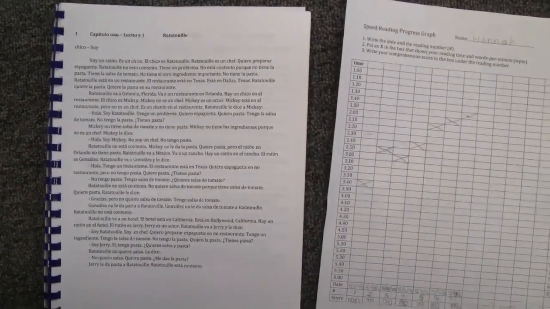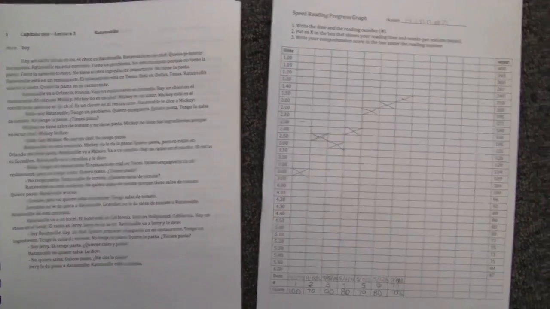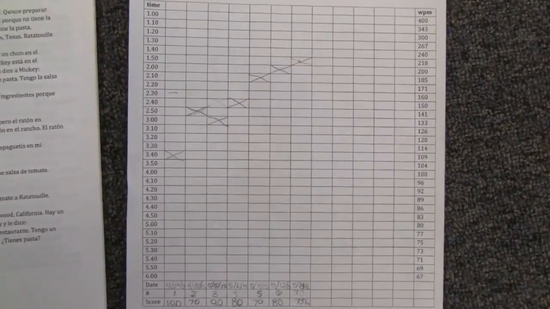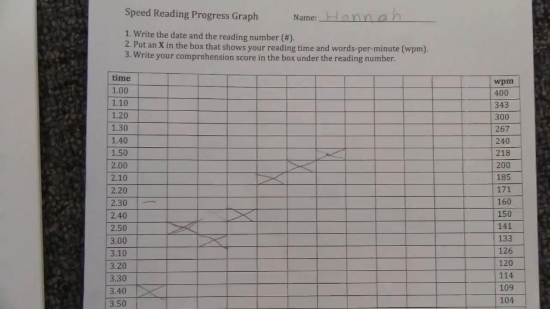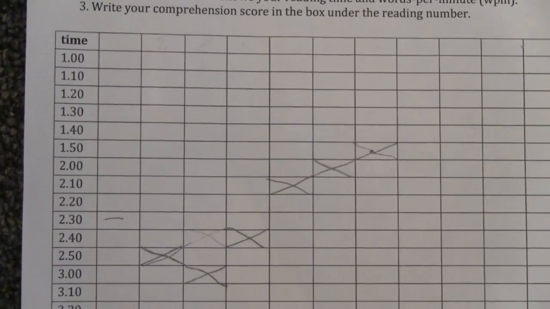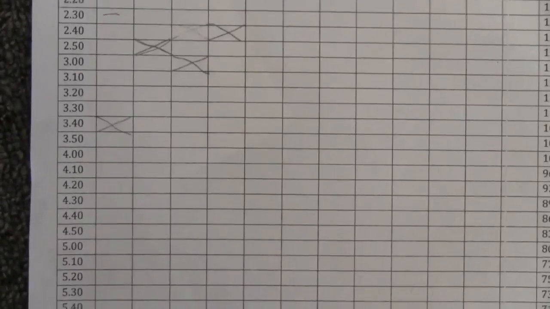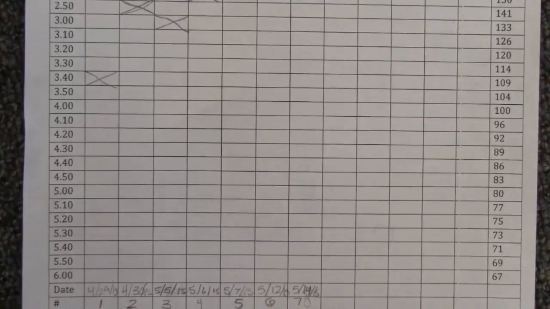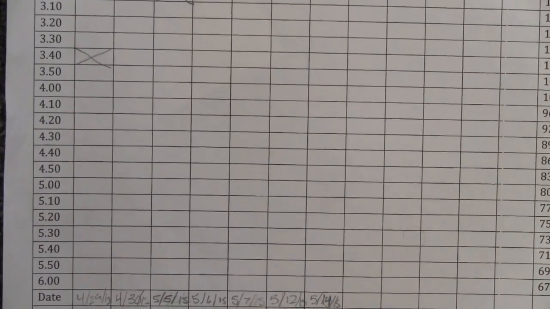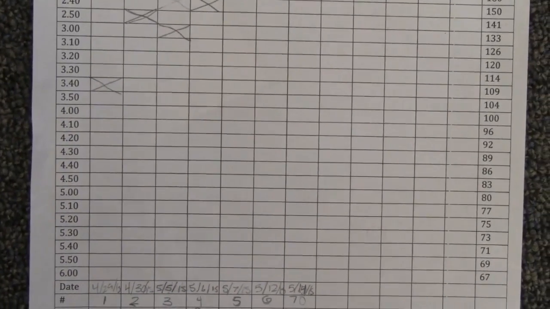When she reaches the bottom and does not need to look back and is ready to take the quiz, she looks up, notices what time it took her to finish, and records that time on the graph. So in this case, we can see time on the left vertical axis. On her first reading, it took her 3 minutes and 40 seconds to finish. That's what that X there indicates. If we scroll to the right, we can see that was a rate of 109 words per minute.